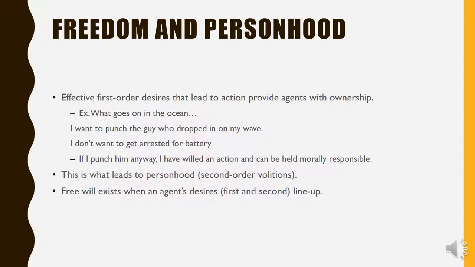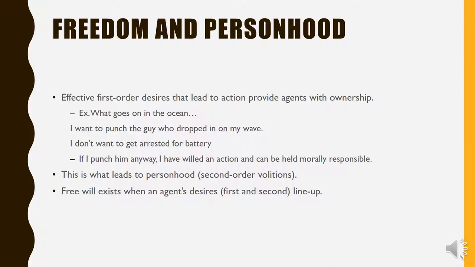This understanding of first and second order desires is a bit complicated. And so let me try and explain it in a different way. When it comes to first order desires, these are the desires where the action is the focus of that desire. And so, if I want to eat something, then eating it is my effective first order desire.